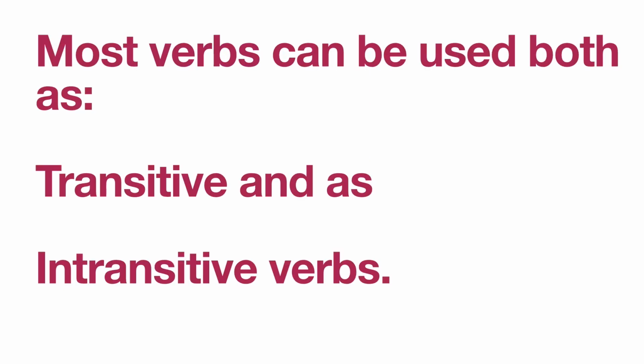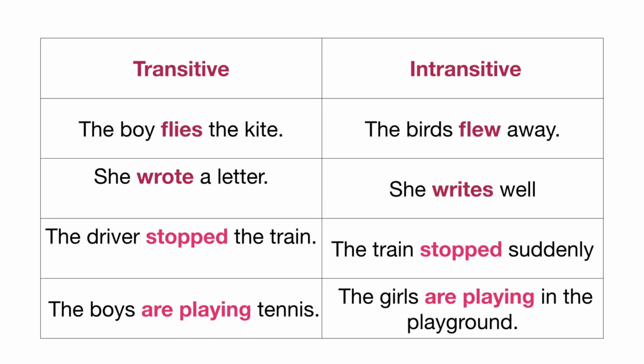Most verbs can be used both as transitive and as intransitive verbs. Let's see how. Consider the first example. The boy flies the kite. What the boy flies? Answer is the kite. So the kite is object of the transitive verb flies. In the opposite column, the birds flew away. Here there is no object, so flew is intransitive verb.